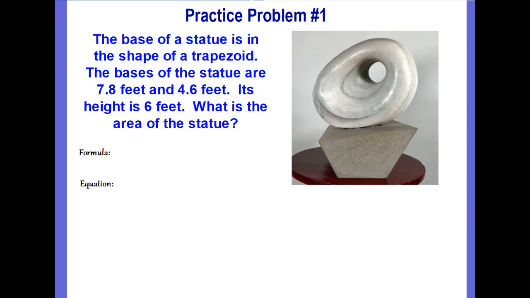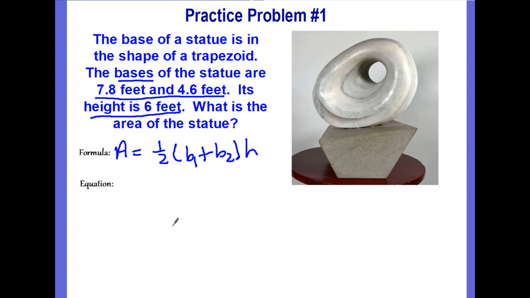The base of a statue is in the shape of a trapezoid. Okay, so the base is a trapezoid. The bases of the statue are 7.8 feet and 4.6 feet. Its height is 6 feet. What is the area? All right, write your formula. Area equals 1/2 parentheses, base 1 plus base 2. A lot of people want to multiply those together, but you're supposed to add them, times the height. Now let's plug in our numbers. Area equals 1/2. The bases are 7.8 plus 4.6 times the height of 6.